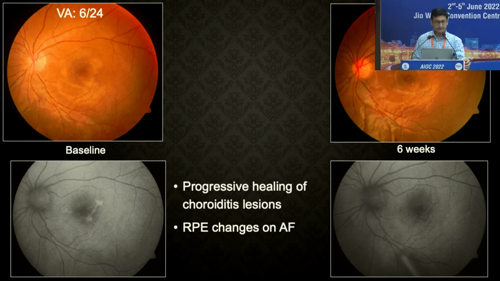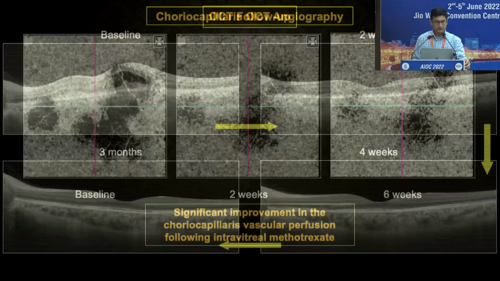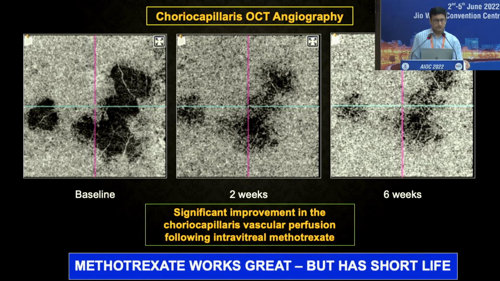And at 6 weeks, you can see the autofluorescence is completely clear. And what impressed me most was that the RPE was completely intact on autofluorescence. And the OCT again shows you complete normalization of all the layers. The OCT angiography, of course, always shows you something, and at 6 weeks it shows you there is some disturbance in the choriocapillaris, but of course we may not give it so much significance. The patient is happy and the disease is healed. So the ultimate word is that methotrexate works great.